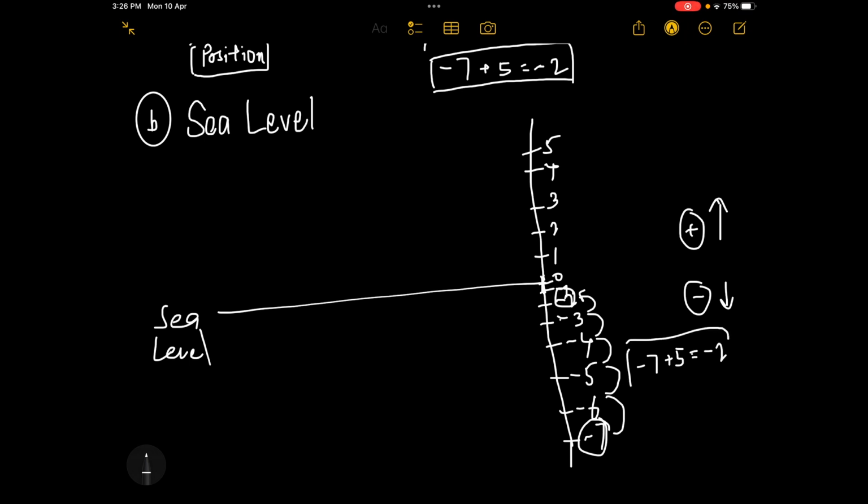Then we can say with confidence that negative 7 plus 5 is equivalent to negative 2. As simple as that. As you can see, this method and the number line method are very similar. Just choose whichever one helps you understand better. So it's sea level. Negative 7 plus 5 is indeed negative 2.